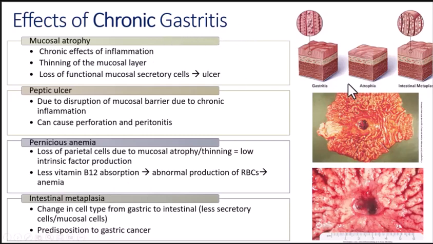You can see a simple diagram here showing you inflammation of that mucosal layer. Remember, that mucosal layer contains so many different cells that produce different substances that are required for normal function of the stomach. This is showing you an atrophied mucosal layer, and this is showing you intestinal metaplasia, different cells designed to withstand that adverse environment.